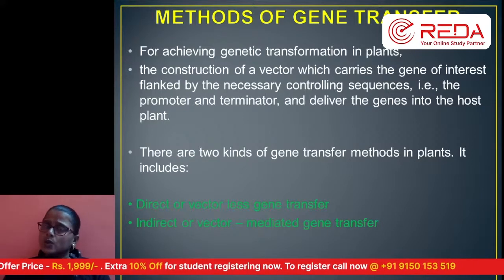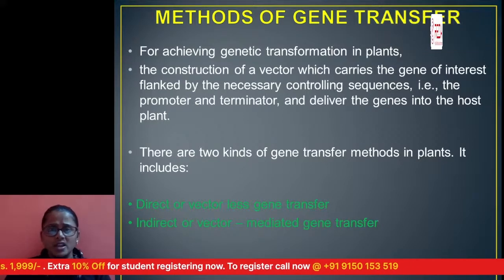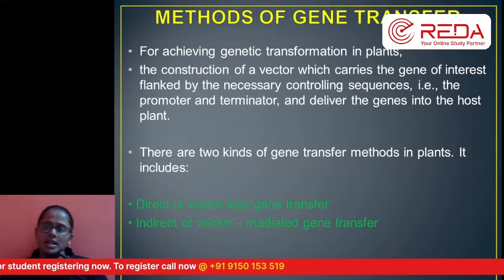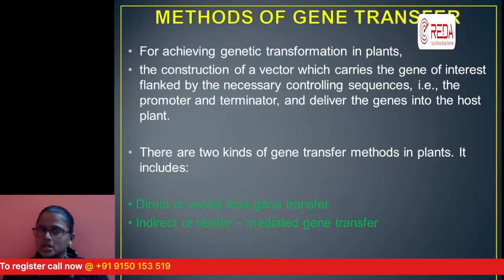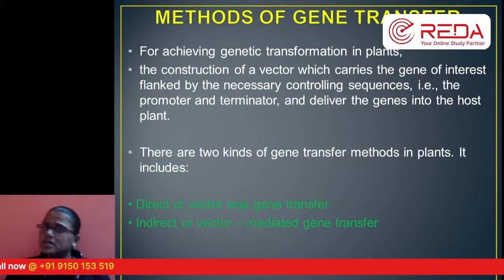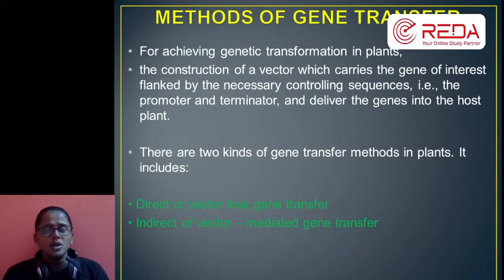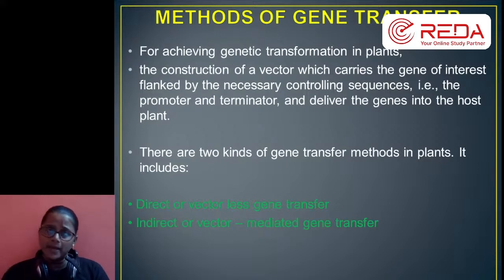The controlling sequence can control the genes: where transcription has to start and where it has to end. Those regions are called controlling sequence regions, like the promoter, which is going to start the transcription process, and the terminator, which is going to end the transcription process. So these are the two controlling sequences.